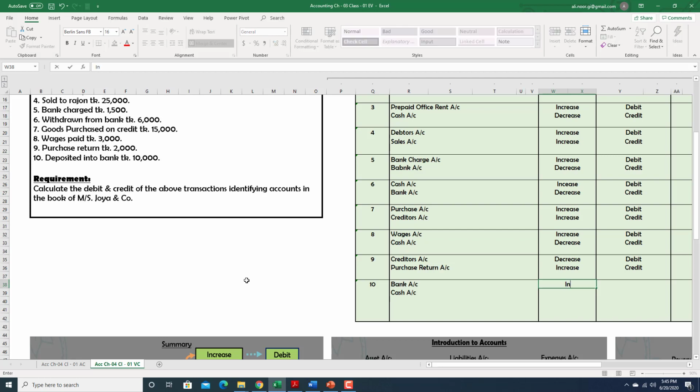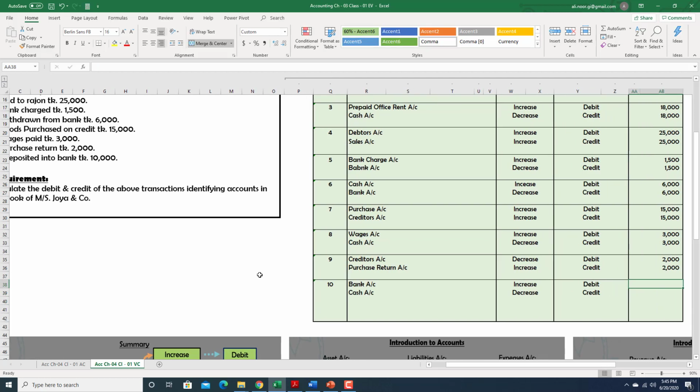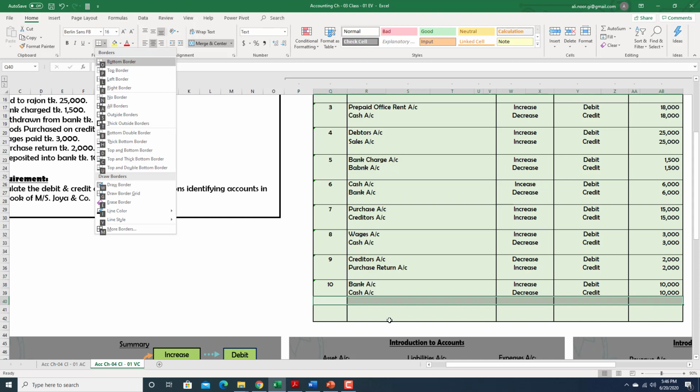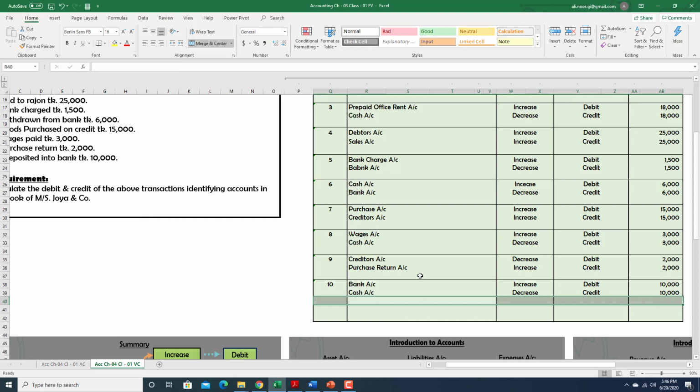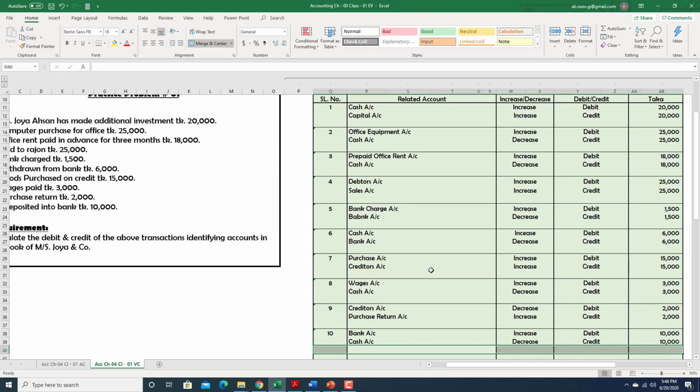So bank account increase and cash account decrease. Okay, so for an increase in an asset we have to write debit, and for a decrease in an asset we have to write credit. Okay, 10,000 debit, 10,000 credit. All right, we are done. We know everything. We are experts in accounting. Okay, so here is the solution of this type of practice problem.